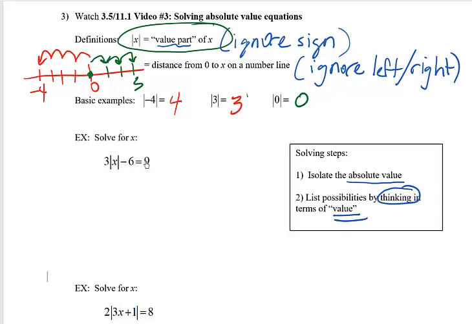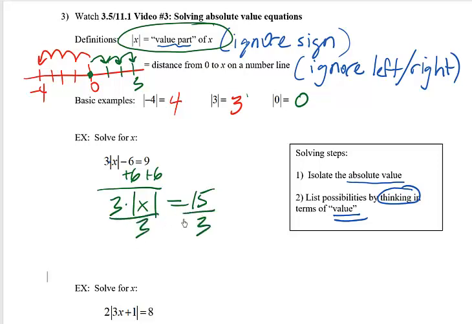Okay, take a look at this example problem. What's between the 3 and the bar? It's an understood multiply, kind of like when you have a 3 next to a parentheses or something like that. So I want to get that vertical bar part by itself. It's going to take me a couple of steps. I'll have to add 6 to both sides. And then I will have to divide out both sides by that 3. And so the vertical bar part is now sitting there alone. That was step 1. Isolate that absolute value.